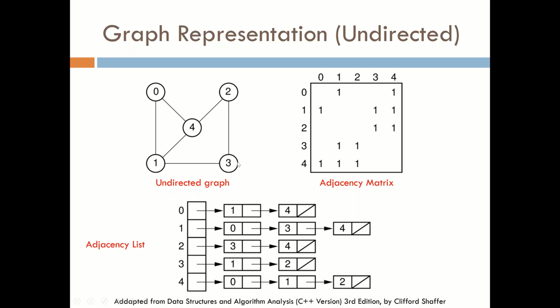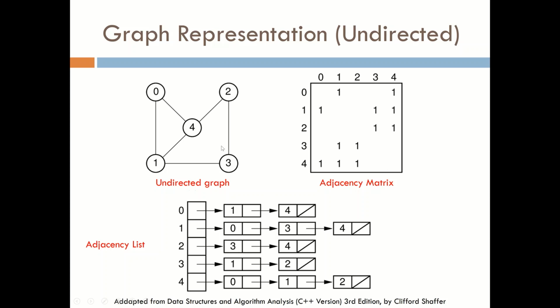Here's another example: vertex 3 is connected to 2 and 1, and so we see here that vertex 3 is connected to vertex 1, and it's connected to vertex 2. Okay, and vertex 4 is connected to vertices 0, 1, and 2, and we see that that's the case here. Here's 4, 0, 1, and 2, and no connections to either itself or to vertex 3.